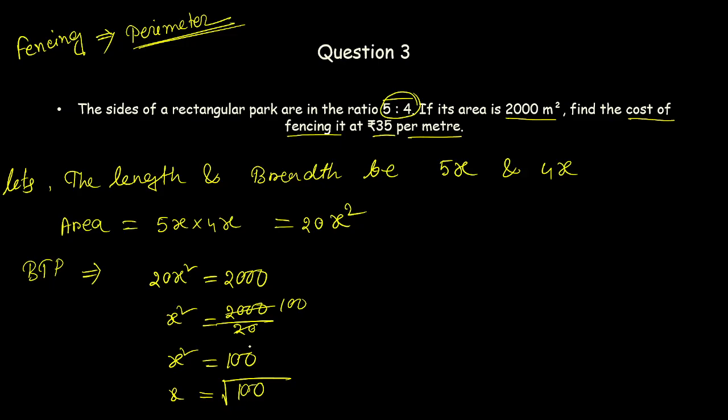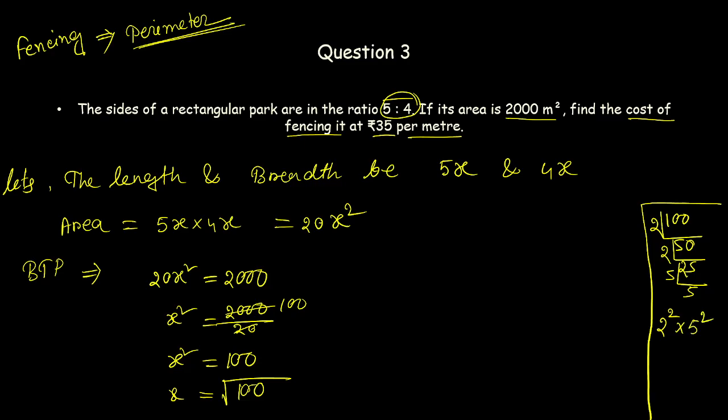Now for that you need to do prime factorization, or you can easily say 10 into 10 is 100, or you can do the prime factorization as well. Let's do the prime factorization. 100, 50, 2, 25, 5, 5. So that is 2 to the power 2 multiplied by 5 to the power 2. So x equals under root 2 to the power 2 and 5 to the power 2. The power will get divided by 2 if we remove the under root. So 2 to the power 1 we can write as 2 and 5 to the power 1 is 5, right? So that is 10. That is the value of x.